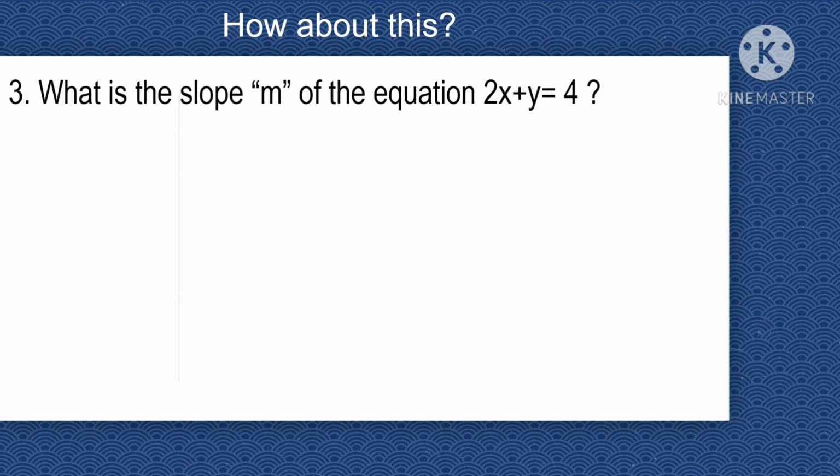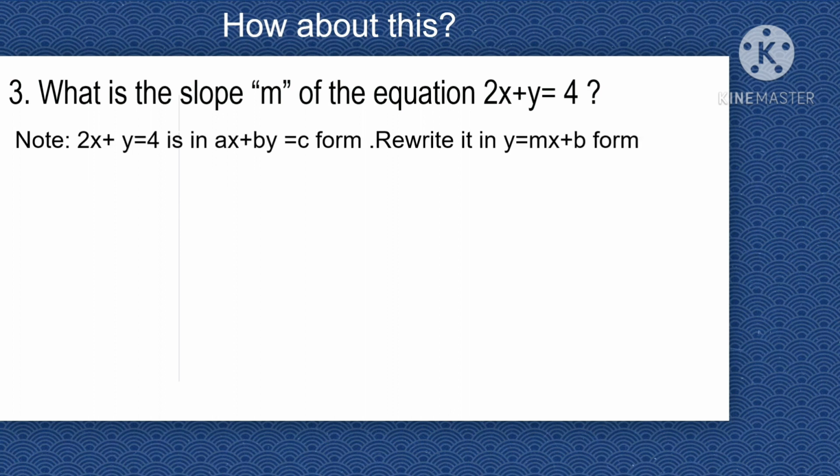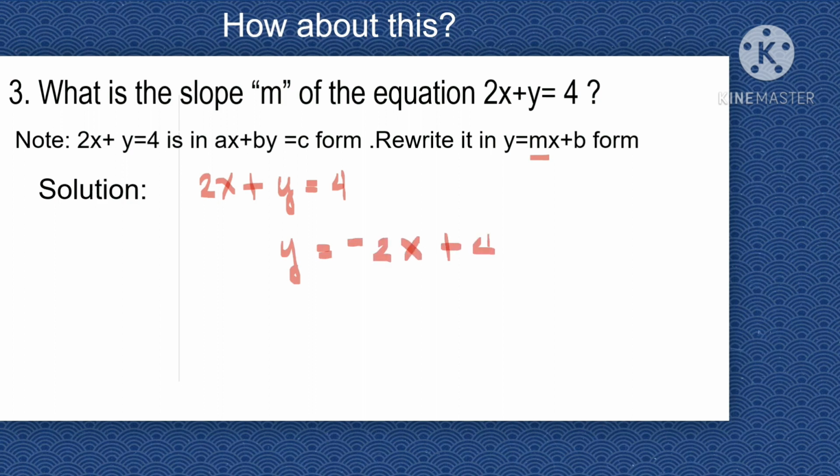How about this? What is the slope m of the equation 2x plus y equals 4? Note that 2x plus y equals 4 is in ax plus by equals c form. Now you're going to write it in the form of y equals mx plus b, because m, or the coefficient of x here, is our slope. So how do we do it? Writing the given equation again, 2x plus y equals 4, we write it as y equals negative 2x plus 4.